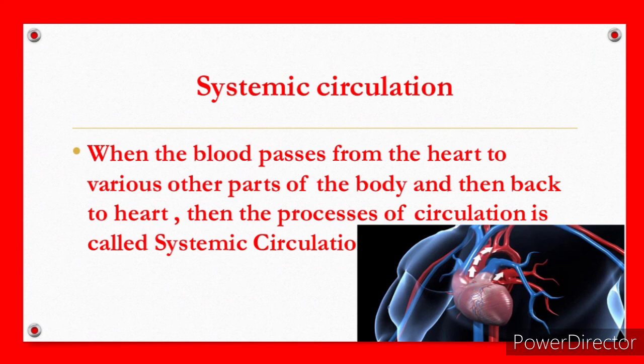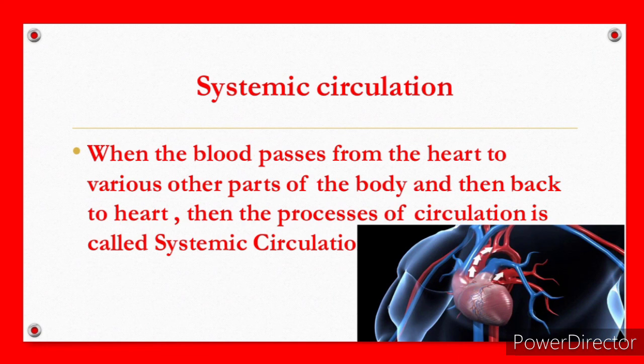When the blood passes from the heart to various other parts of the body and then back to the heart, then the process of circulation is called systemic circulation. Now, see the pictures of the systemic circulation, children.